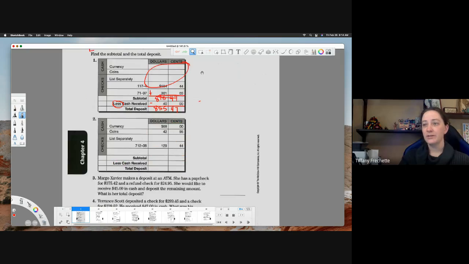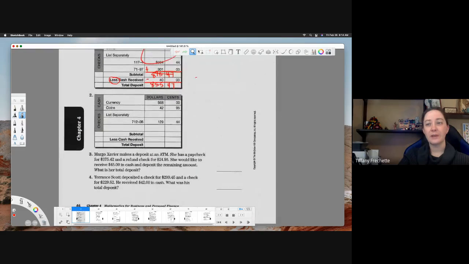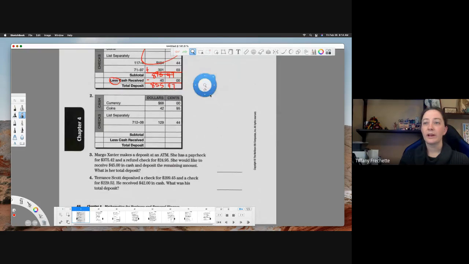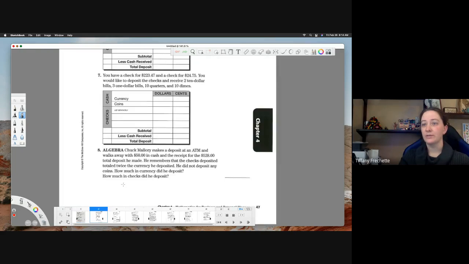So if we scooch down here, I'm not necessarily going to do these problems. I'm just going to look them over real quick. So the main thing, same idea. You're adding together your deposit. There is no cash received here, so your subtotal is going to be your deposit. You're not taking anything back. So same idea with 3 and 4. You're going to add together the checks, and then you're going to subtract the cash received. Okay. All right, let's go to the second page here.